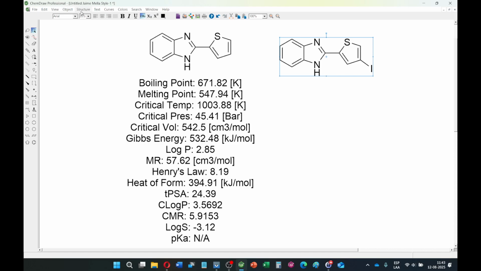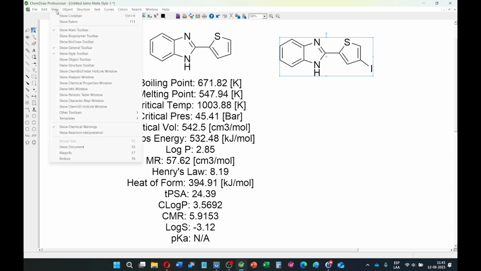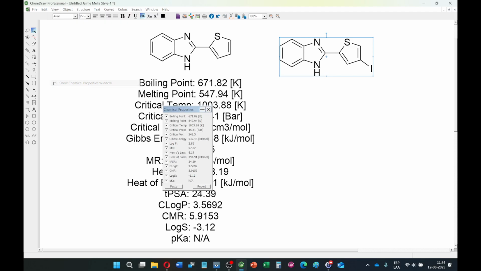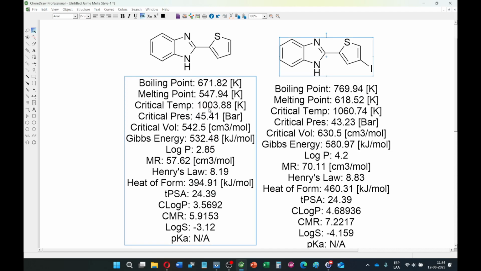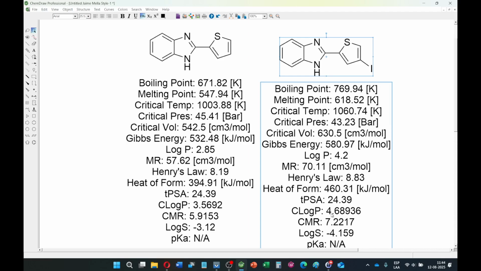So, let's go here to view, and we tell it to give us the properties here. Chemical properties, enter, and paste. How much do we get now? Yes, it was clear, 7.2, and only by introducing an atom. An atom makes a brutal difference.